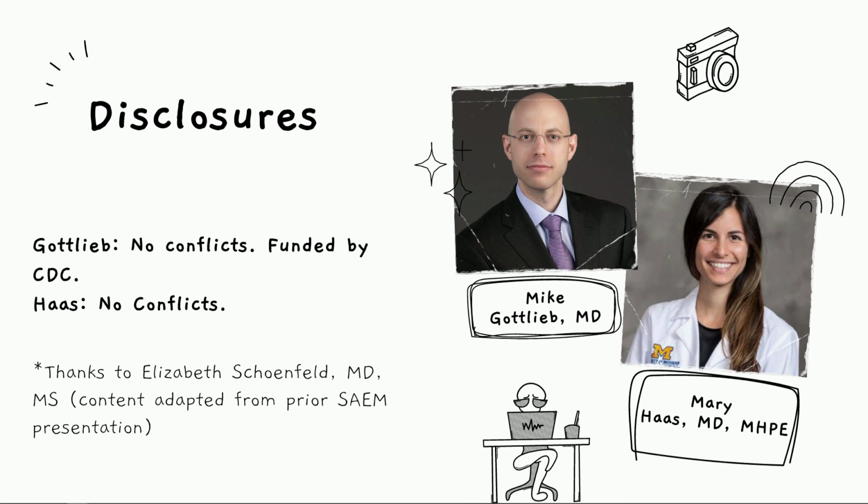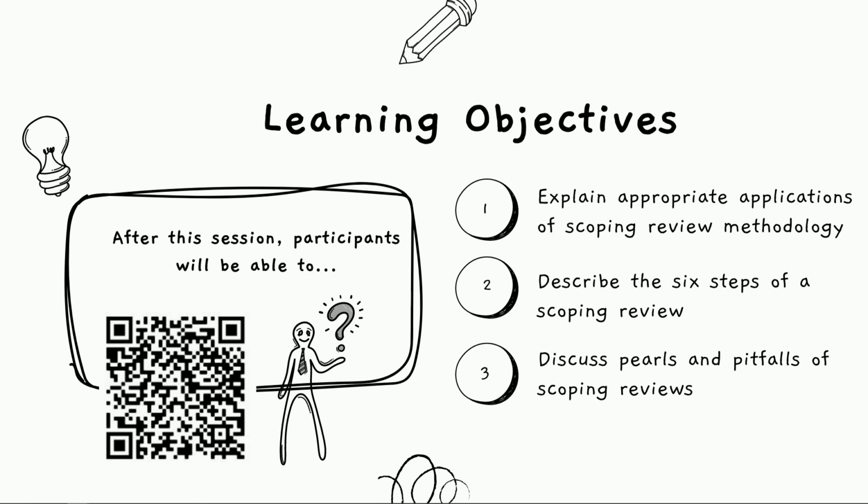But we do want to thank Elizabeth Schoenfield, who did create a version of this talk that she had given with Mike previously, and we did adapt some of the content from her. And then in terms of our learning objectives, by the end of the session, we would like you all to be able to explain appropriate applications of scoping review methodology, to describe the 6 steps of a scoping review, and then to be able to discuss pearls and pitfalls of scoping review. And you'll see this QR code that will also appear at the end of the presentation that has further reading in case you would like to deep dive into this later.